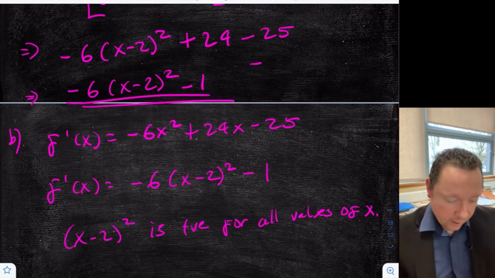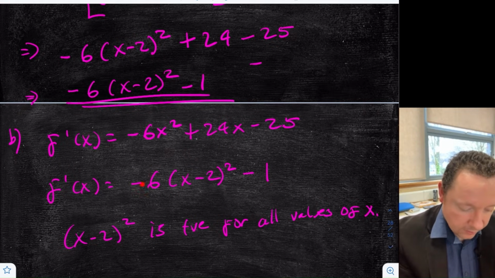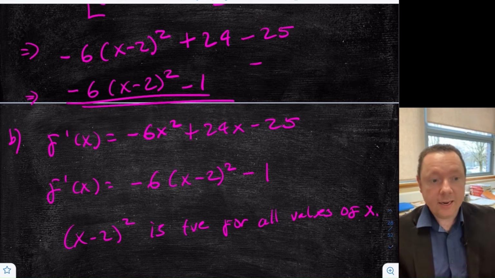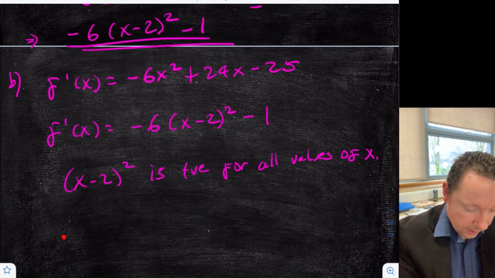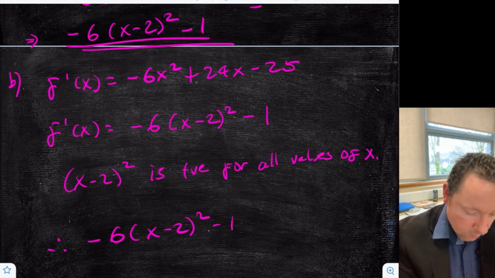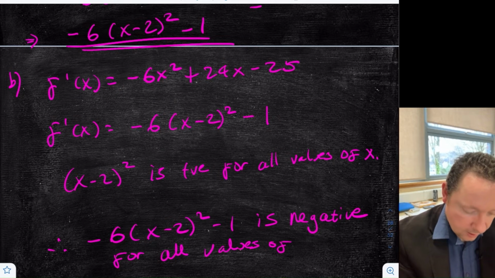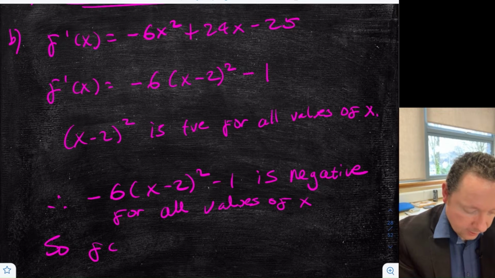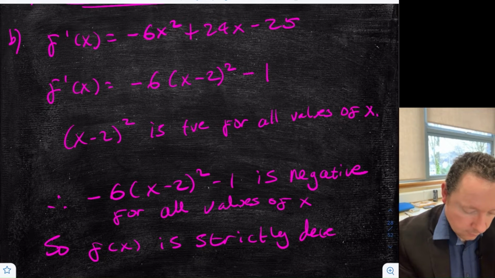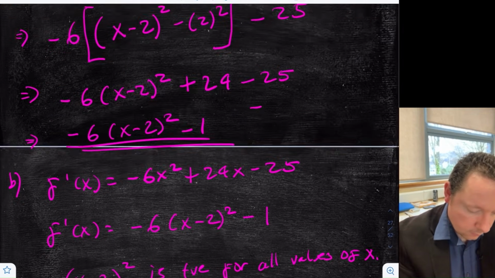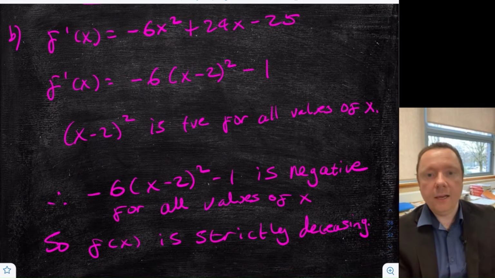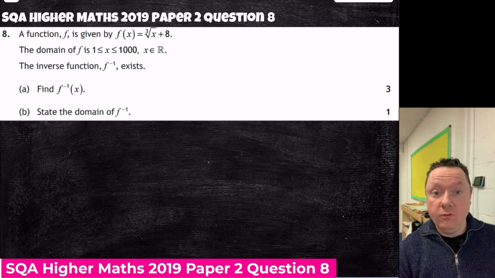And that means that when I've got a positive times a negative, that's a negative. Take away another one, gives me a negative as well. So all I need to then say is, therefore, minus 6, x minus 2 squared, minus 1 is negative for all values of x. So f of x is strictly decreasing. And we're done there. SQA Higher Maths 2019 Paper 2 Question 8 on functions and inverse functions.